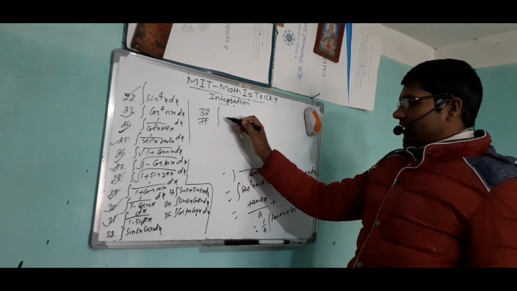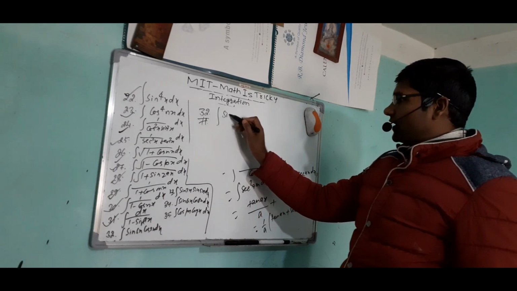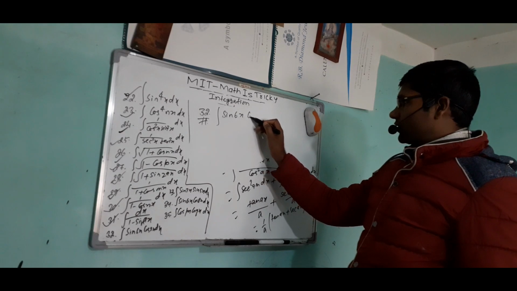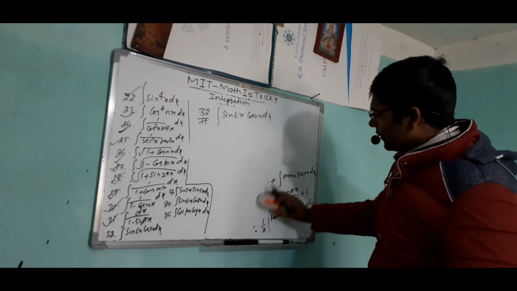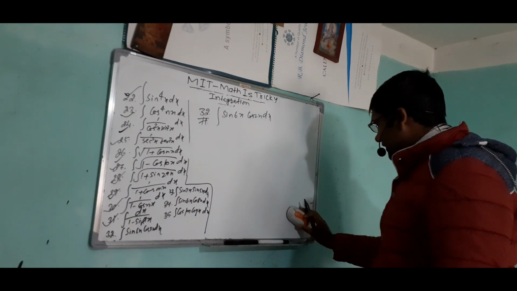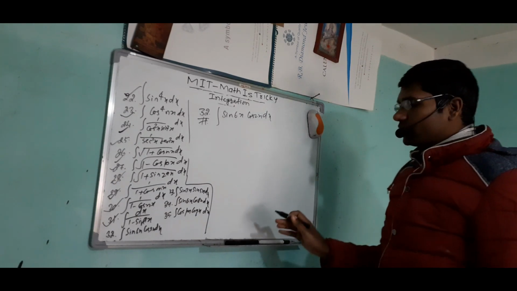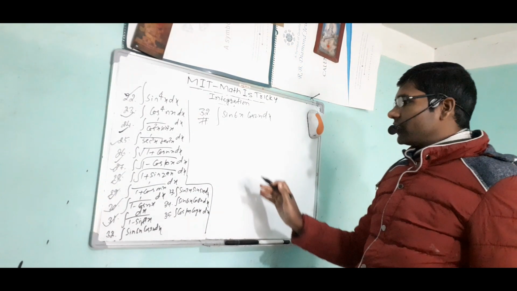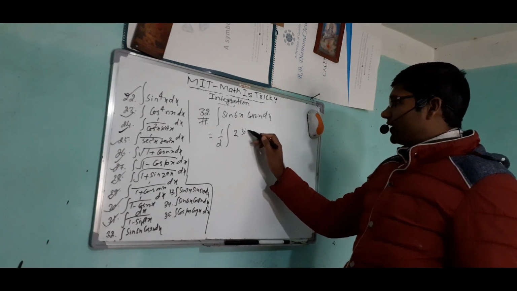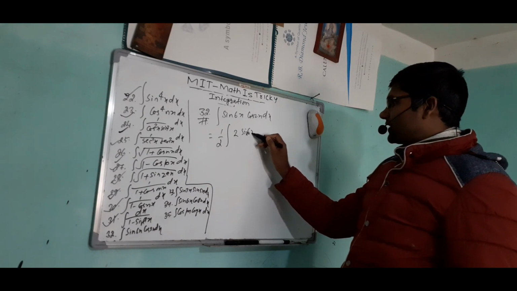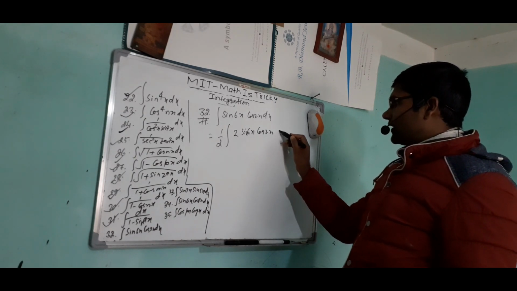Okay, so another question, I'm solving it for you. Integration of sine 6x cos 2x dx. What we can do here, just in case of trigonometry, many more times we'll be using trigonometric formulas. So for this we can write it like this: 1 by 2 integration of 2 sine 6x cos 2x dx.